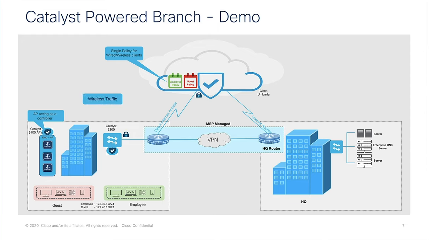A similar workflow applies to the wireless clients. The 9100 access points intercept the DNS queries and forward them to Cisco Umbrella. The appropriate employee or guest tag is attached to the DNS query based on the SSID that the client is connected to.